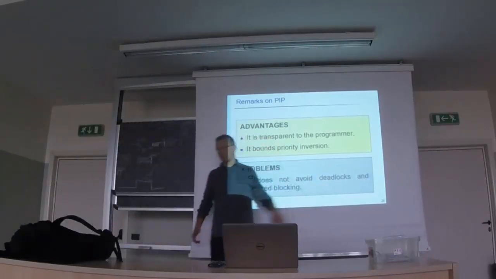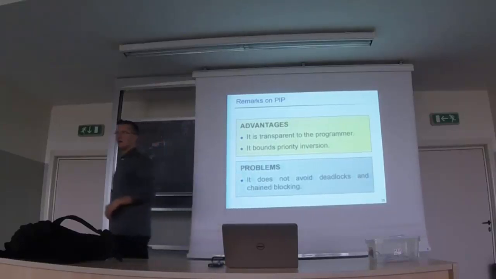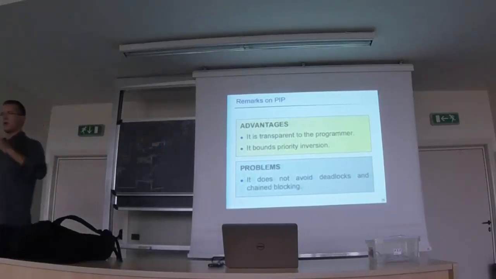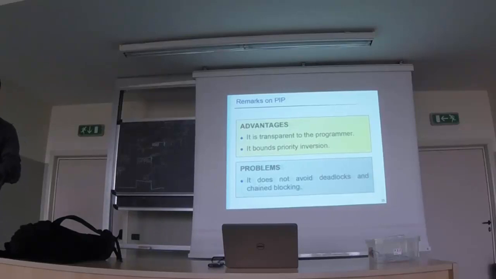If the program is not properly written, like in the case that we saw, for instance, where one task accesses semaphore A and B while another task accesses semaphore B and A, of course you can blame the programmer, but priority inheritance would not be sufficient to avoid the deadlock in this case. There are other protocols that allow you to avoid deadlocks also for badly written programs.